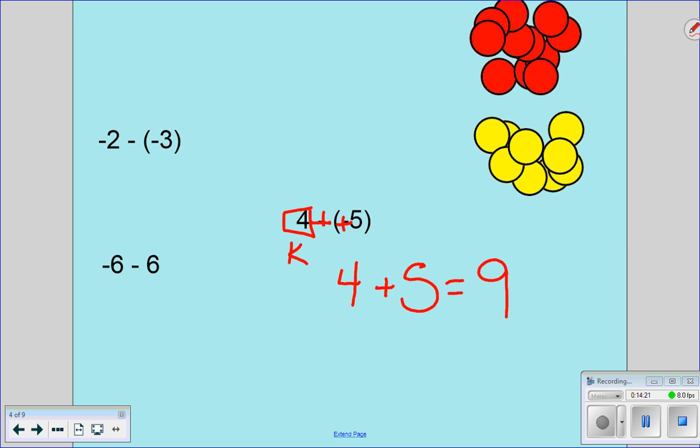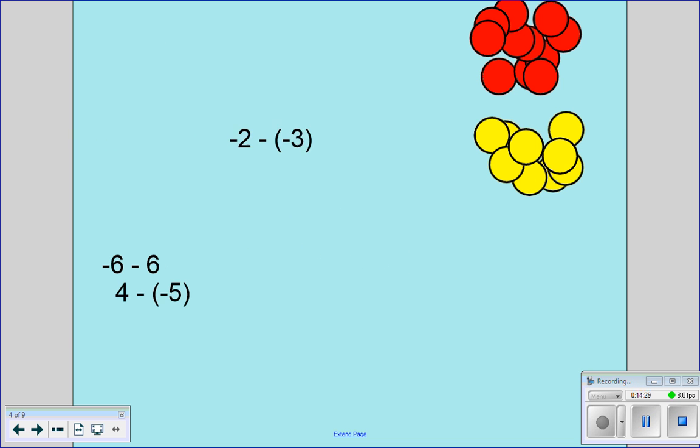All right, do you want to try one yourself quick? Let's try one by yourself, and then I'm going to show you something else quick. Try this one. See if you can do that one by yourself.